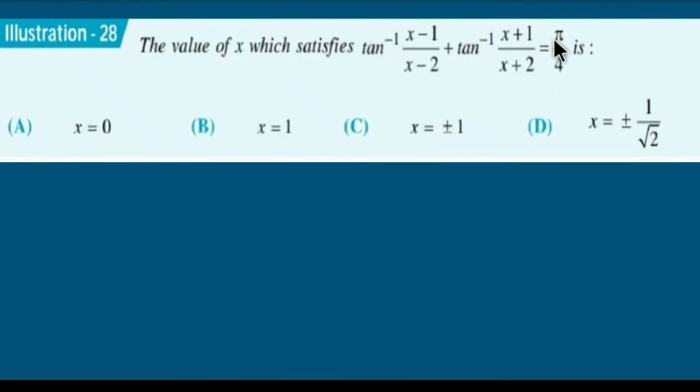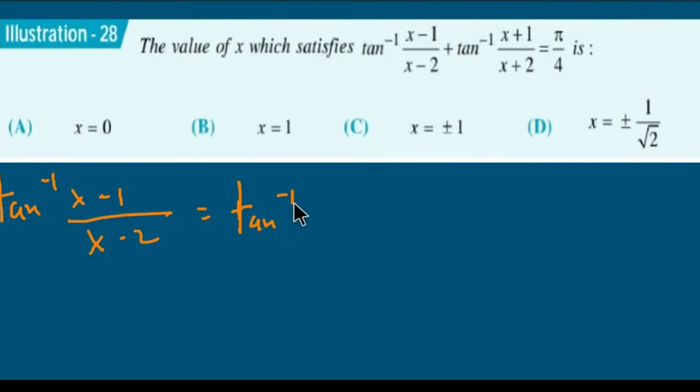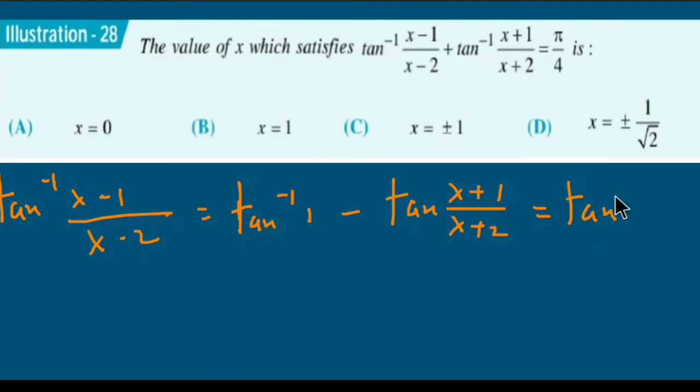As for this pi by 4, we can write tan inverse 1, and hence we can say tan inverse (x minus 1) upon (x minus 2) is equal to tan inverse 1, that is pi by 4, and transposing tan inverse (x plus 1) upon (x plus 2) to the right side in this way. If you solve this, then you will get tan inverse of 1 minus (x plus 1) upon (x plus 2), right?